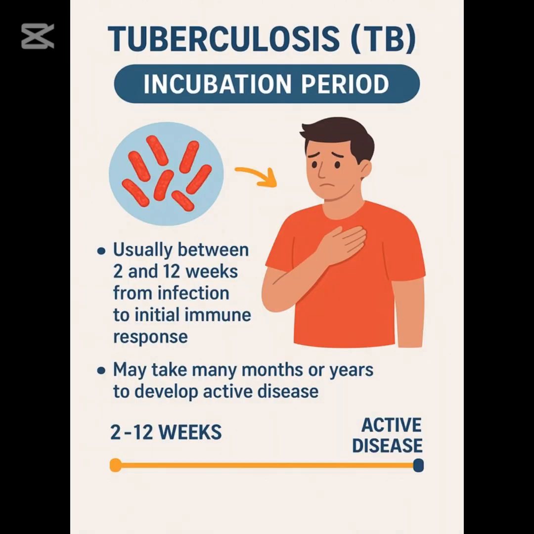Incubation period. The incubation period for TB, the time from exposure to development of disease, can vary widely. It generally ranges from 2 to 12 weeks for latent TB infection to develop after exposure. However, a person can remain asymptomatic with latent TB for months or even years before developing active TB, particularly if their immune system becomes weakened.